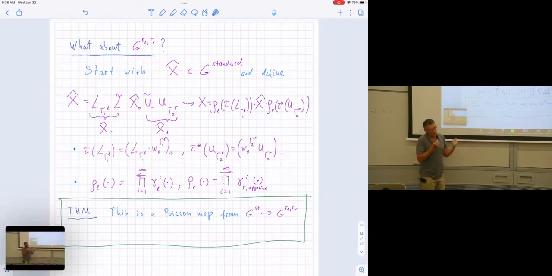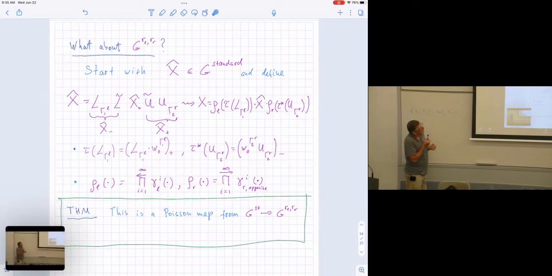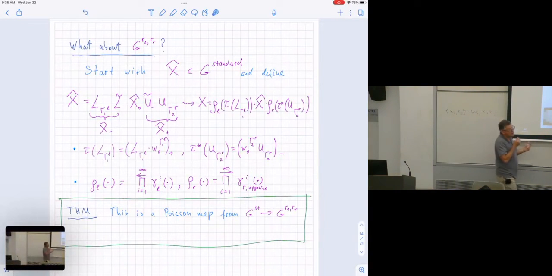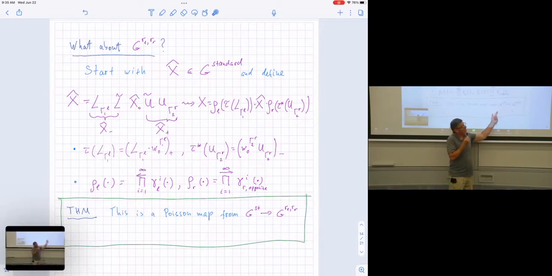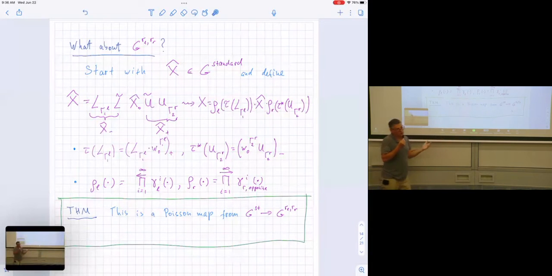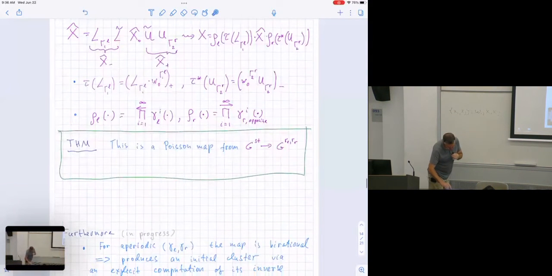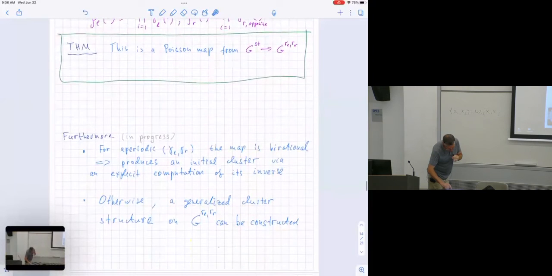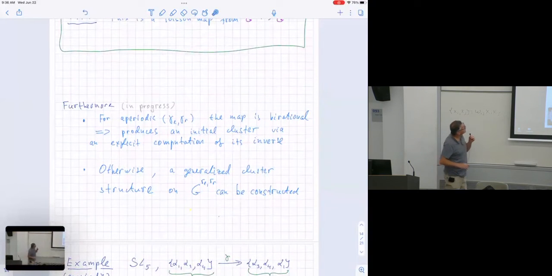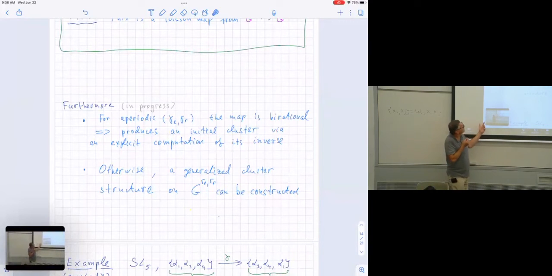So now if I want to pull back nice functions from the standard structure, I need a map in the opposite direction. This one looks quite horrible, and we need to know whether or not we will be able to do it. Okay, so in fact, sometimes we can. This is where aperiodicity is important. For an aperiodic pair, remember when we had this strange graph with no cycles, this map is in fact birational. It produces an initial cluster, and you can explicitly compute its inverse.